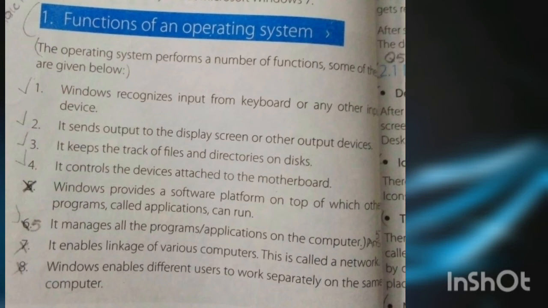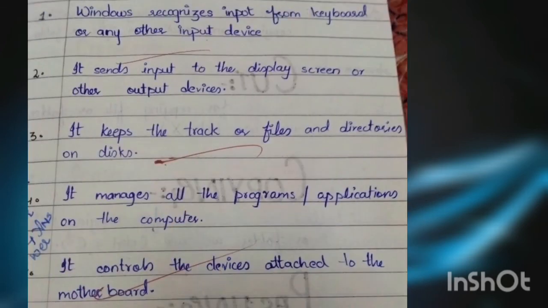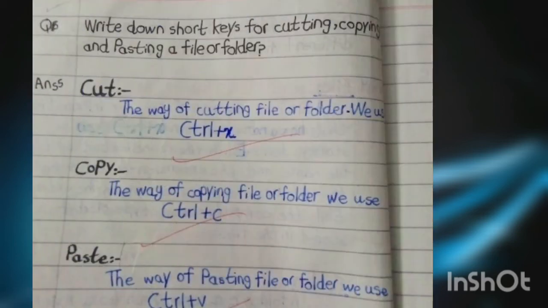First of all, you write heading functions of an operating system. After this, you write one line. The operating system performs a number of functions. Some of them are given below. In this page, you can see 8 functions of operating system. But in this answer, you write only 5 functions of operating system. Out of these 8, whichever 5 seem easy to you, you can write. Answer is showing on your screen. You write answer like this.